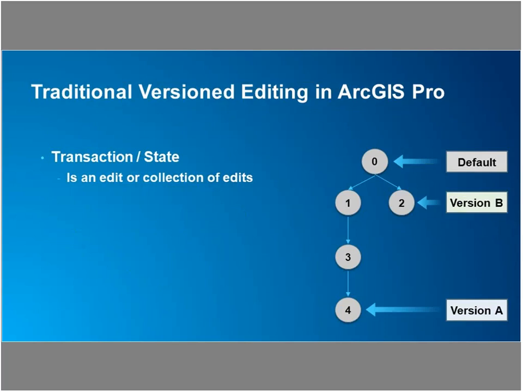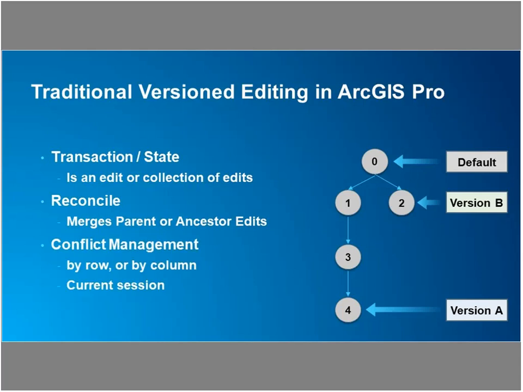So a transaction is known as a database state. It can consist of one or more edits that are part of a larger lineage of edits. Once you're done editing, you can merge changes from a parent or ancestor version into the current version. This is known as reconciling. This will identify any changes that are in conflict with another user's edits. The conflict manager allows you to review any conflicts that were identified during the reconcile process. You can configure your conflict to be flagged when there is a change to the row or just when both editors updated the same column.